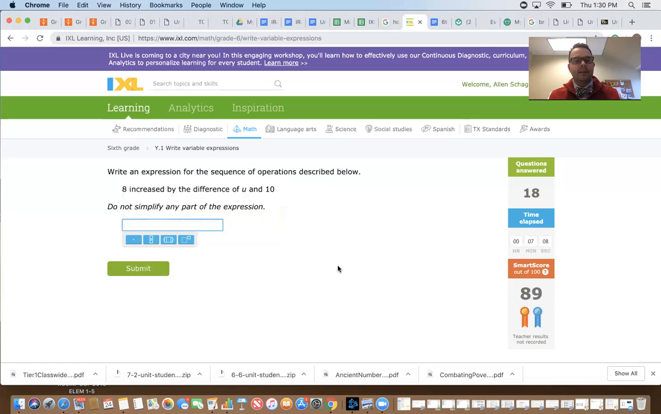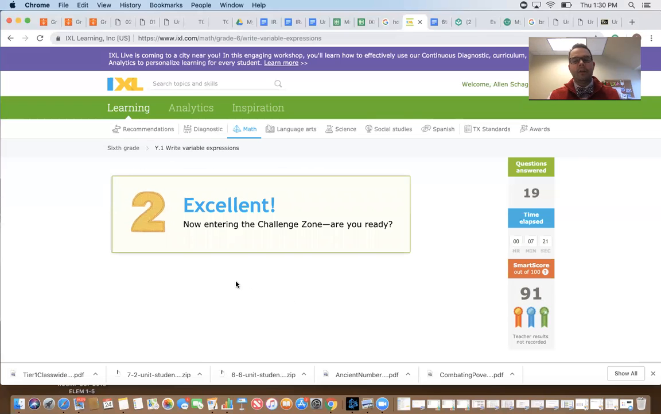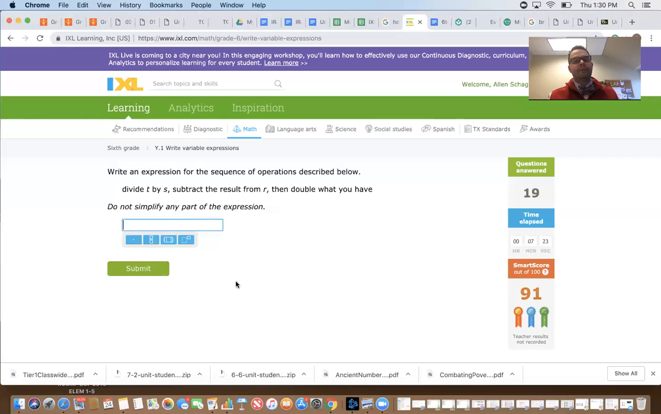8 increased by the difference of u. So first I need to do u minus 10 plus 8. So now I'm entering the challenge zone. So that's how you get through to the 90% and write variable expressions.